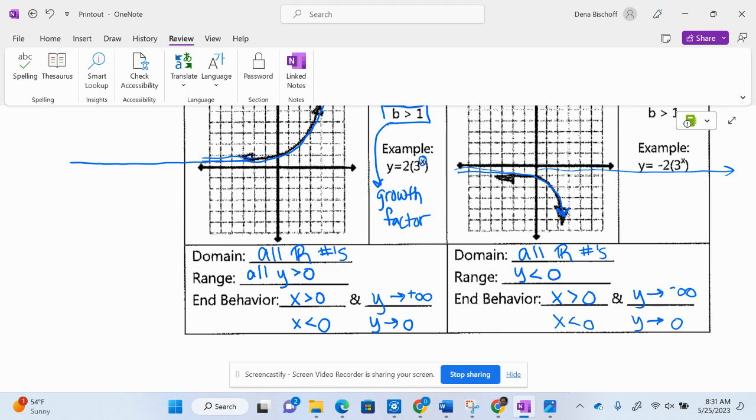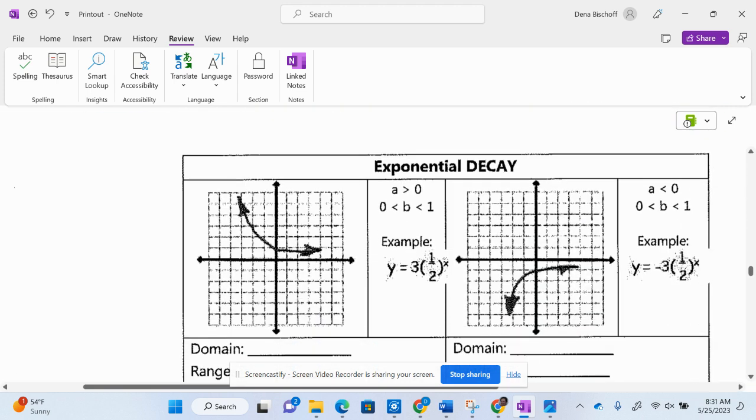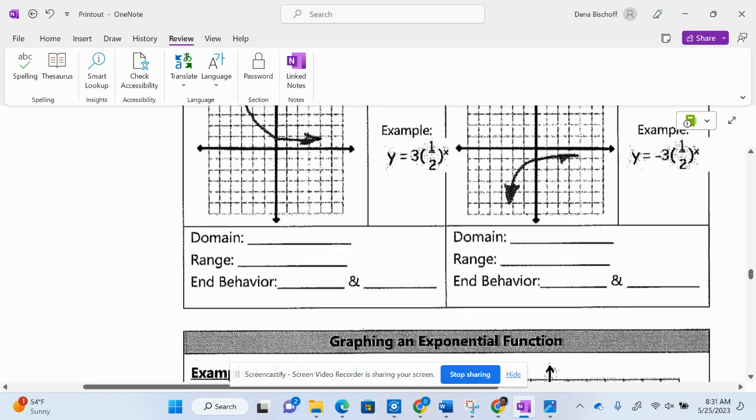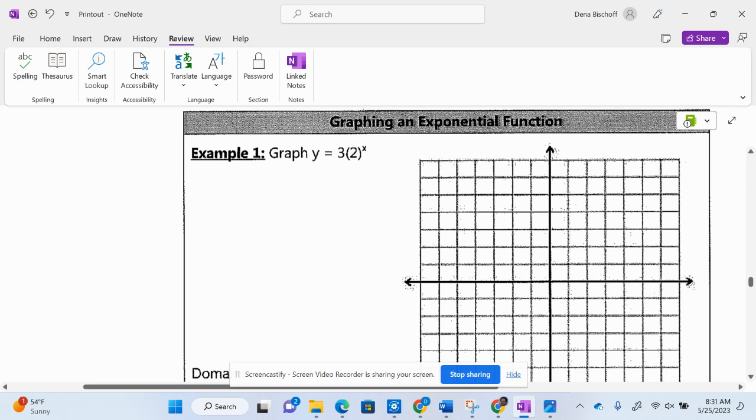Okay. So those are exponential growth or decay. This one is an example of decay, right? This one is an example of decay. This is also growth and decay. I'm not going to refill those out. We know this. So let's talk about how to graph this.